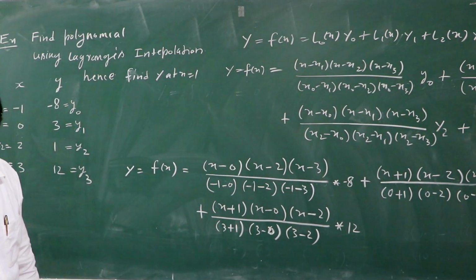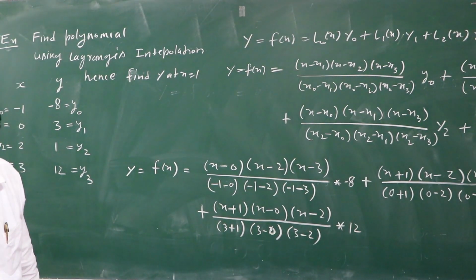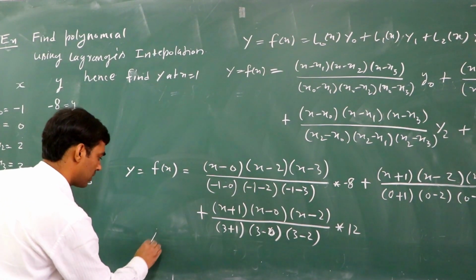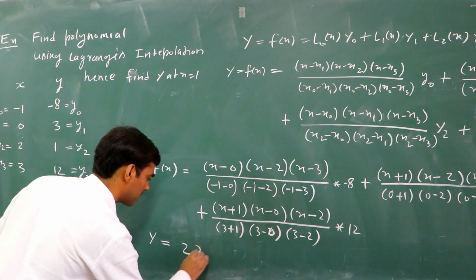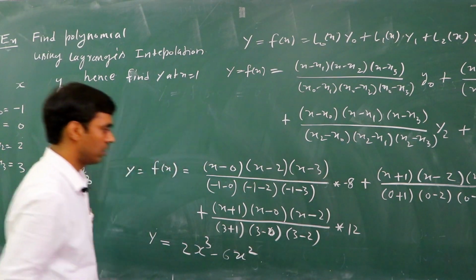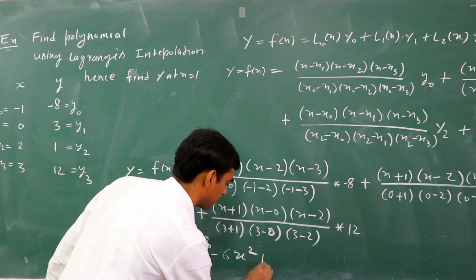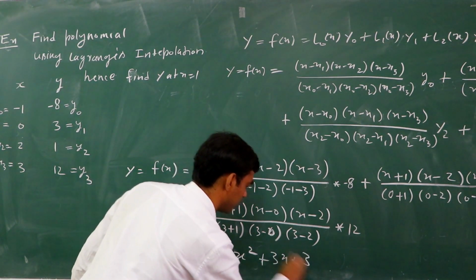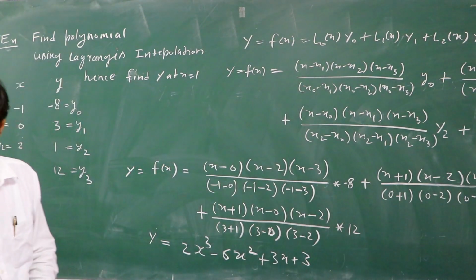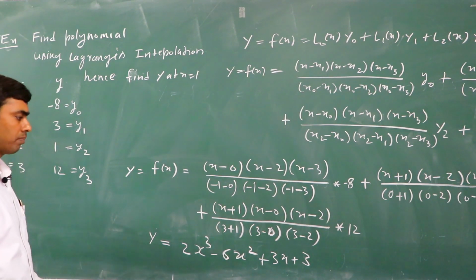So if we simplify this, the value we get is y equal to 2x cube minus 6x square plus 3x plus 3. Now let us verify the value of this: 2x cube minus 6x square plus 3x plus 3.